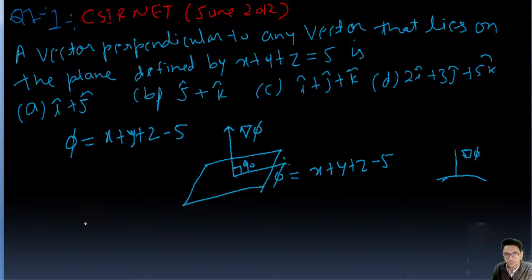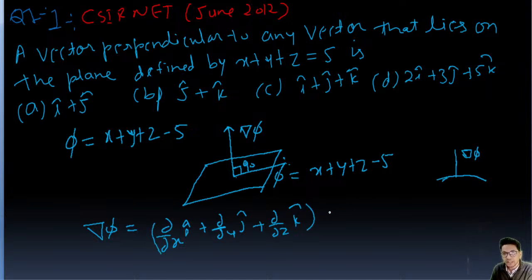So this means the gradient of phi is going to be, we'll write, so we know the value of del, right? This is del upon del x i cap plus del upon del y j cap plus del upon del z k cap. And phi, we will write the value of phi. This is x plus y plus z minus 5. Okay, we'll solve it now. I'm going to the next page.